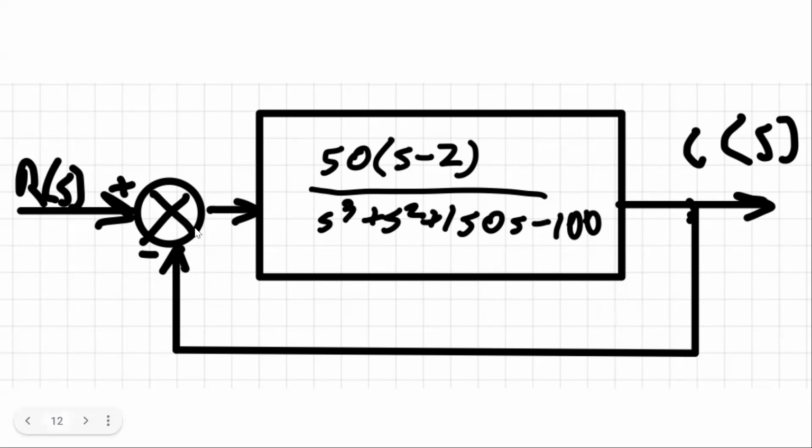So overall, in this video, we learned how to simplify block diagrams and obtain a transfer function from a closed loop system. Very useful topic, comes in handy on tests, quizzes, labs, and in the real world as well.